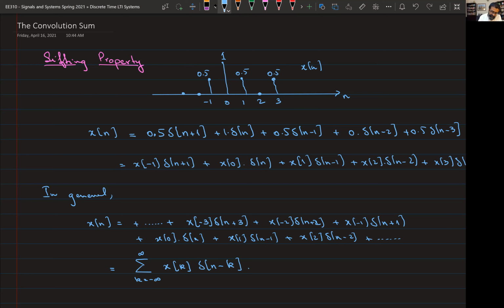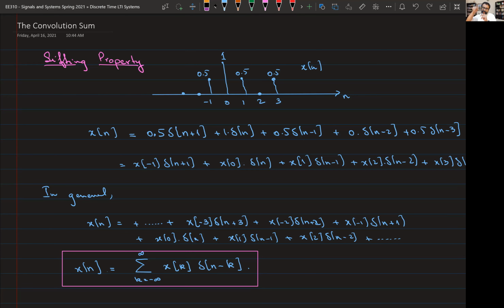And this is x of n, right? This is called the sifting property, which just says that a discrete time signal can be represented as a superposition of scaled and shifted impulses, just like what we did in continuous time.